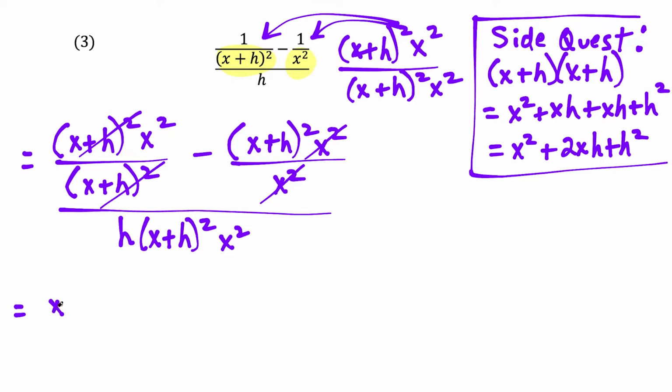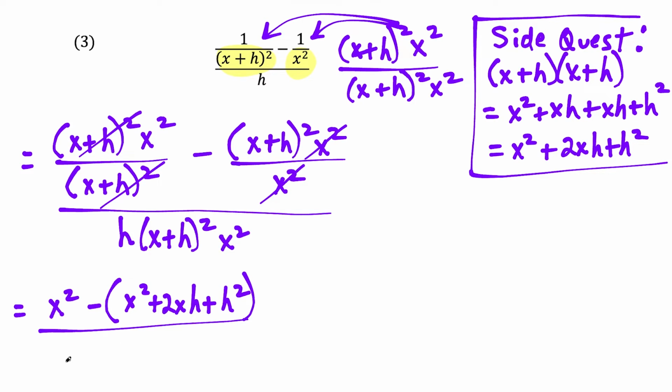We've got x squared left from this part, and then we've got minus (x plus h) squared, which I just showed over here is x squared plus 2xh plus h squared. And this is all over h times (x plus h) squared times x squared.